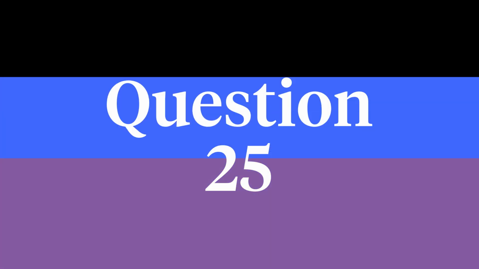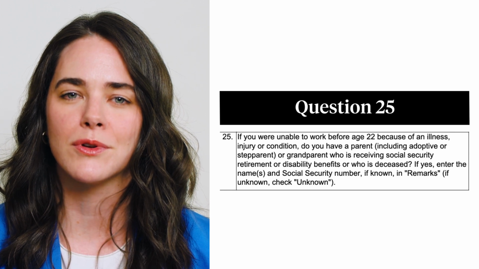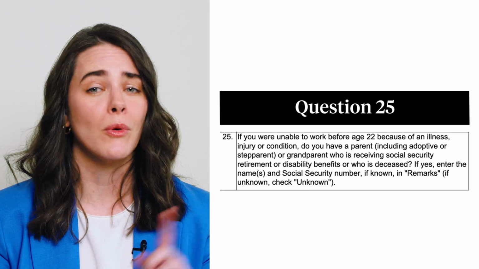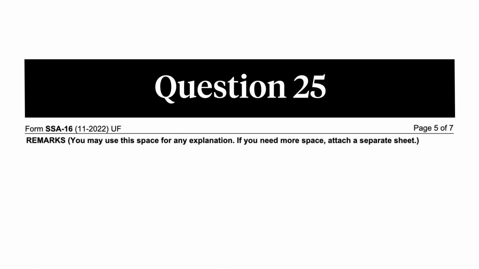It's also important to be clear about your level of functioning. If you say you spent a year taking care of a toddler on your own, the SSA could question whether your inability to work stems from your condition or if you just needed time off to provide childcare. Question 25. The final question on the application is about your eligibility for benefits through your caregiver. So if you've been unable to work because of your disability since before you were 22, and your caregiver is either deceased or receiving disability benefits, check yes. Enter your caregiver's name and social security number in the remarks section.